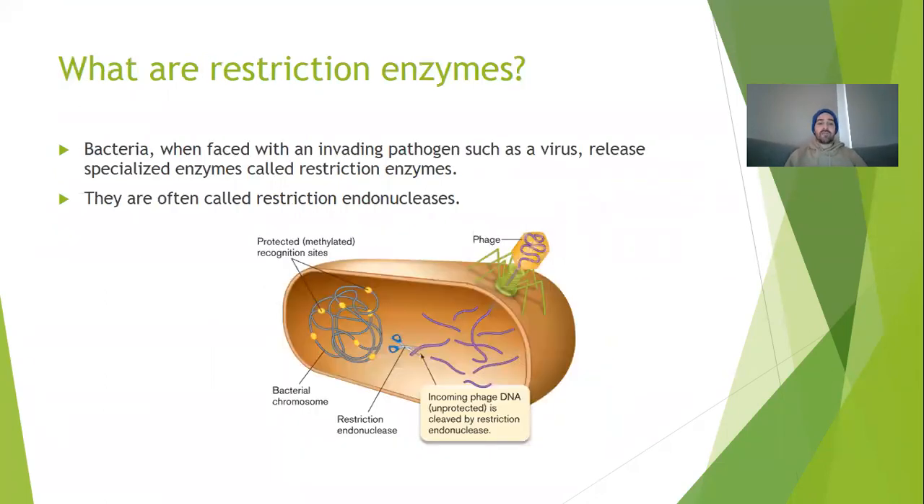So restriction enzymes are found in bacteria. And when bacteria is faced with an invading pathogen, for example, a virus, they release these enzymes called restriction enzymes. Sometimes you might see them referred to as restriction endonucleases, but they're basically enzymes with a very specific role. So here you can see a bacteria, in this instance it's being invaded by a virus, and the virus is injecting its own DNA into the bacterial cell.